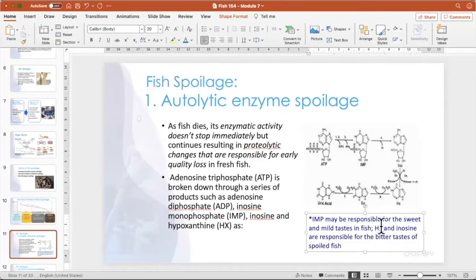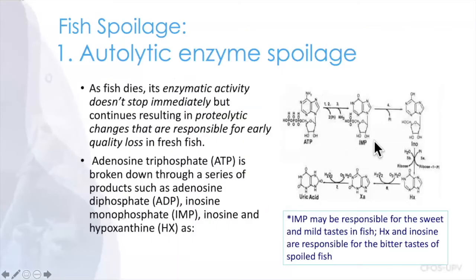Ayan. Balik tayo doon sa ating, ayan. So take note that IMP, inosine monophosphate, is responsible for the sweet, mild taste in fish. However, accumulation of this IMP is very quick, no? And these products are the ones responsible for the bitter taste of spoiled fish.